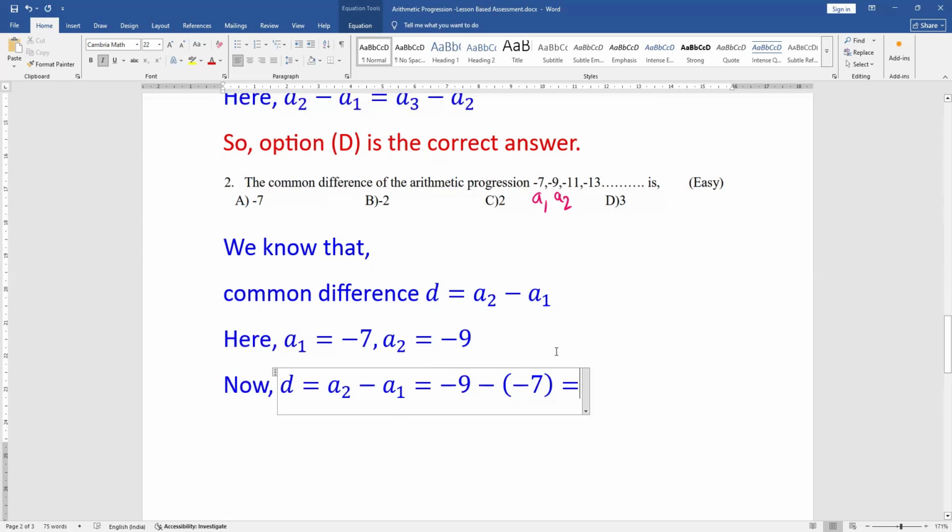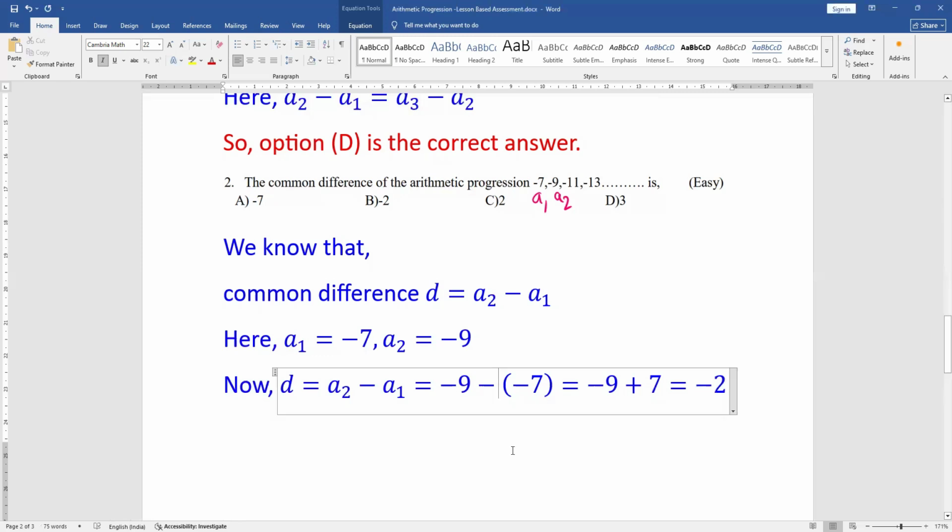So what we get is -9 plus 7, because minus times minus is plus. Now -9 plus 7: it is opposite signs, so we need to subtract. I write it as 2. And what is the sign of the bigger number? It is 9, and 9's sign is minus. So I'll put -2.